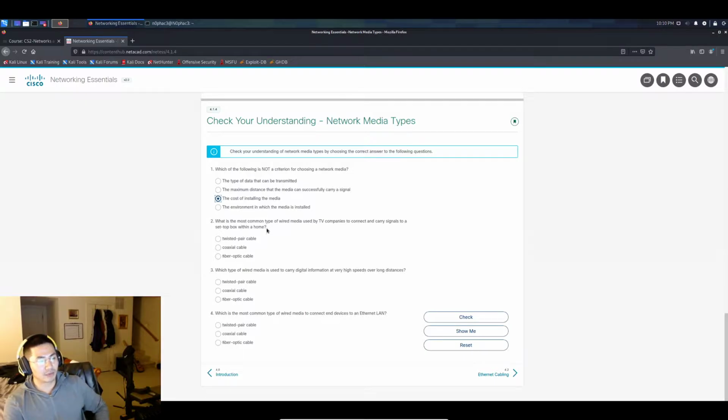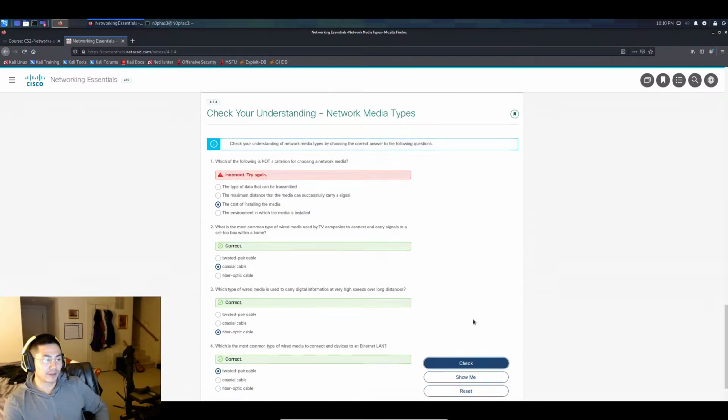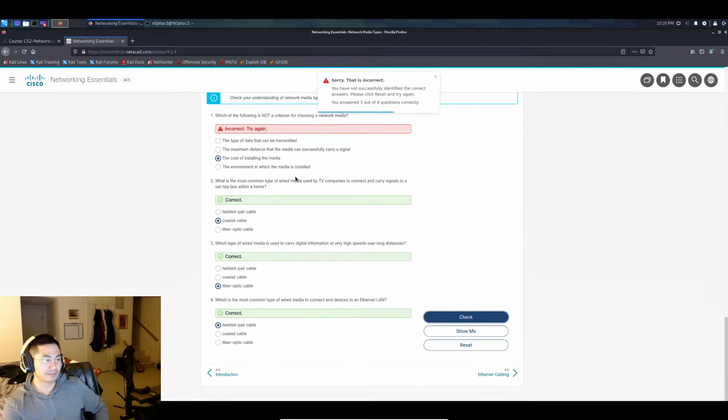What is the common type of wired media used by TV companies to connect and carry signals to a set top box within a home? It's going to be a coaxial cable. Which type of wired media is used to carry digital information at very high speeds over long distances? Fiber optic. And which is the most common type of wired media to connect end devices to an Ethernet LAN? That's probably going to be our twisted pair. Let's check. Okay, so we got this wrong.